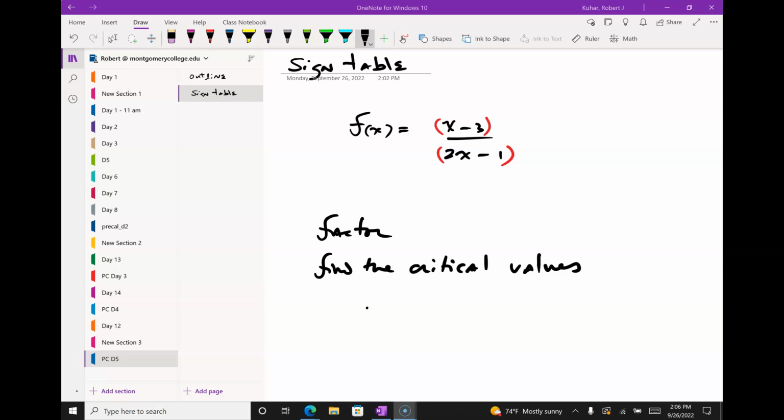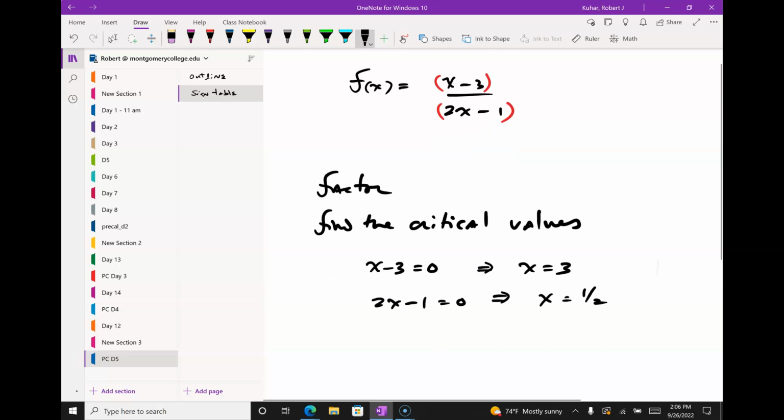So find the critical values. So what do we got? x minus 3 equals 0, so x equals 3, right? 2x minus 1 equals 0, so x is 1/2. Is that okay with everybody? So those are my critical values.